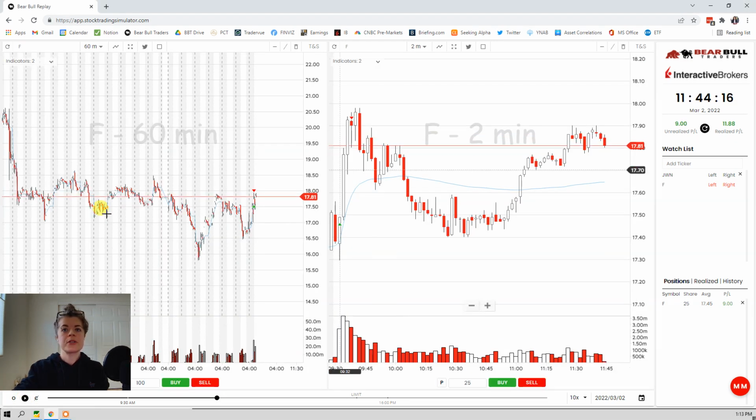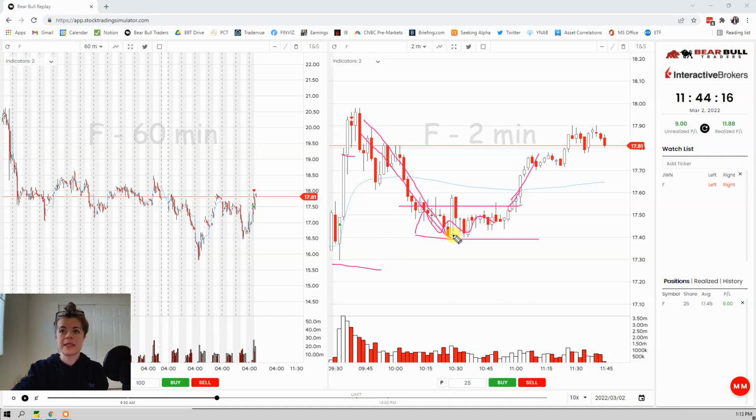So again, like I said, if you did happen to get in late, or if you missed this entry altogether, don't chase it up here, right? Because you're so far away from this level. Let it come back, let it set up an intraday range somewhere, right? So this is setting up a range. Let it break that range, and then you can play off of that.